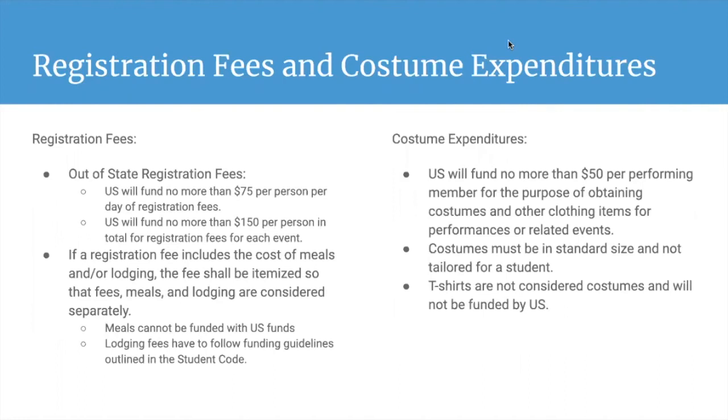For costume expenditures, undergraduate Senate will fund no more than $50 per performing member for the purpose of obtaining costumes and other clothing items for performances or related events. T-shirts are not considered costumes and will not be funded by undergraduate Senate. Just a note, costumes must be in standard size and not tailored for a student.